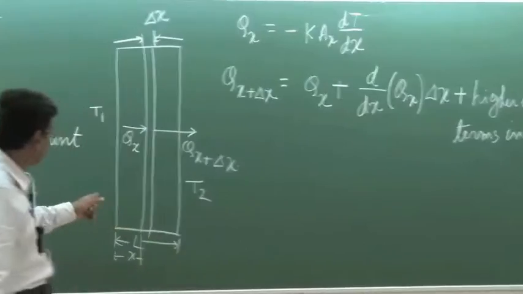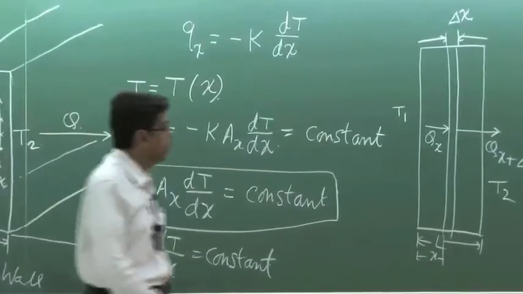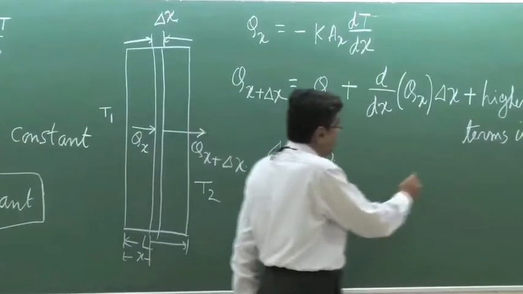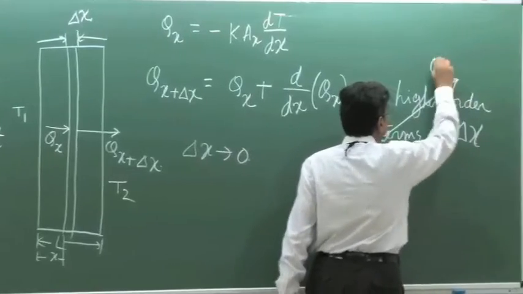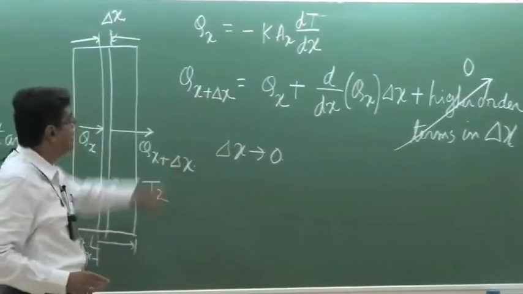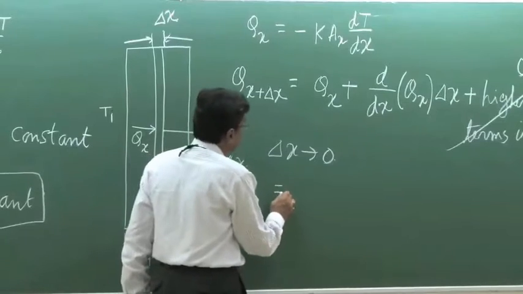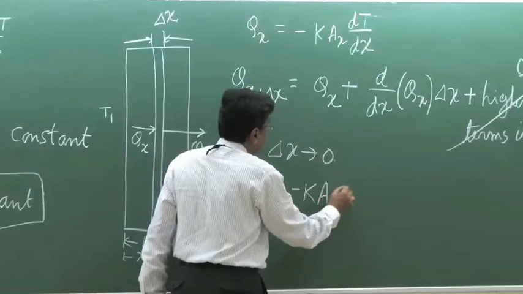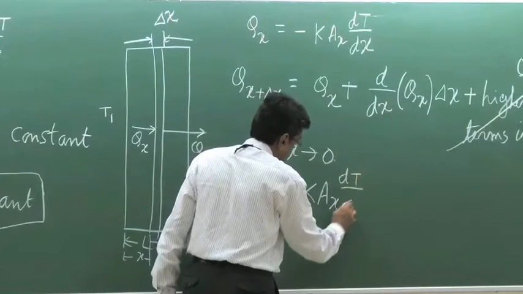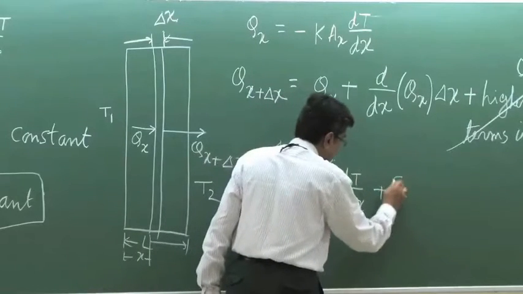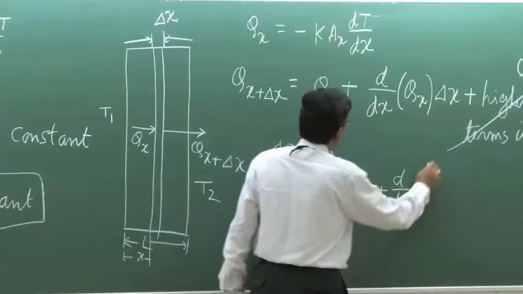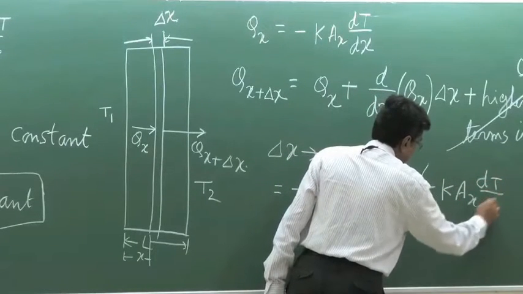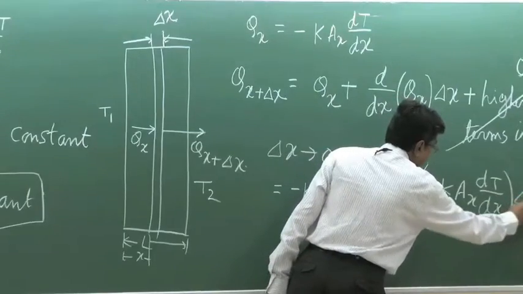going on. And if delta x is very small, in the limit delta x tends to 0, as we always do, we neglect the higher order terms. And therefore, Qx plus delta x is Qx plus d/dx of minus k Ax dT/dx times delta x.